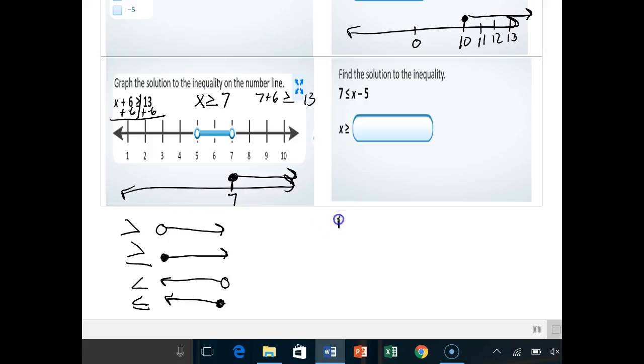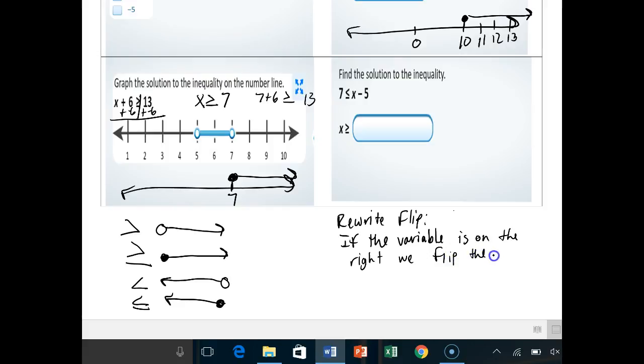Now there's such a thing as what I call a rewrite flip, and pay attention because this is the only kind of confusing thing about inequalities. Everything else is just fine. If the variable is on the right-hand side, we flip the inequality at the end. So if the variable is on the right, we flip the inequality. And why do we do that? We do it because when we're graphing, usually we like to go in the direction that this inequality sign points, right? That would be the easiest way to determine it, right?